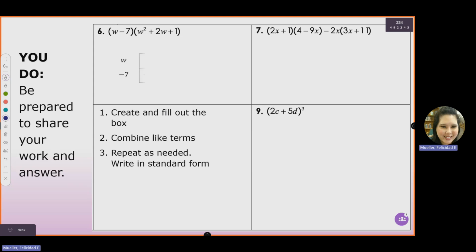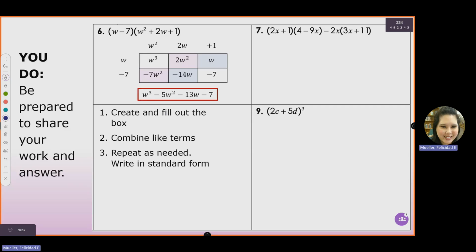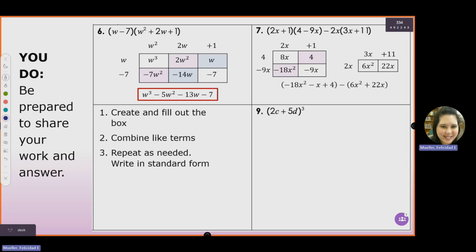All right, let's go ahead and check your work. So here is the box we should have had for number 6, with our final answer being w cubed minus 5w squared minus 13w minus 7. On 7, here is the first box and the second box. So from the boxes, we get negative 18x squared minus x plus 4 minus 6x squared plus 22x. And combining like terms, we get negative 24x squared minus 23x plus 4.